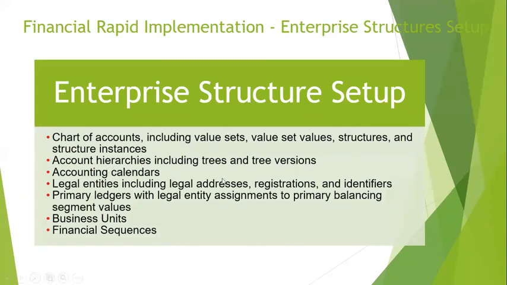And account hierarchies, including trees and tree versions. So we are loading the value set values also. When you are loading the value set values, we need to provide the parent and child relationship. That parent and child relationship also we can load through rapid implementation. We can create the calendars and we can create the legal entities, including the legal address, registrations, and identifiers. Primary ledgers with legal entity assignment to primary balancing segment values, and business units can be loaded, and financial sequences also can be loaded through rapid implementation.